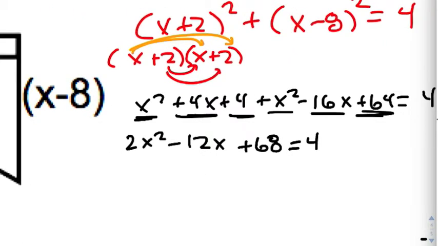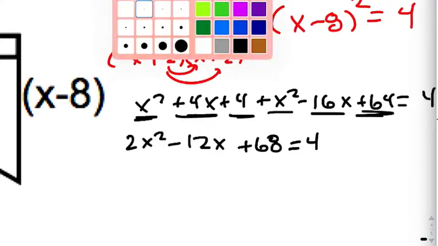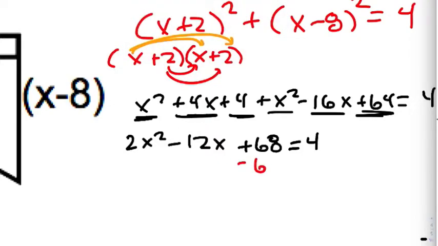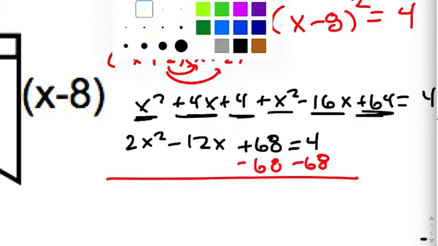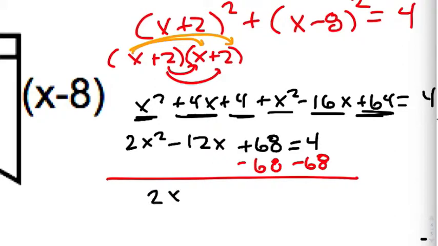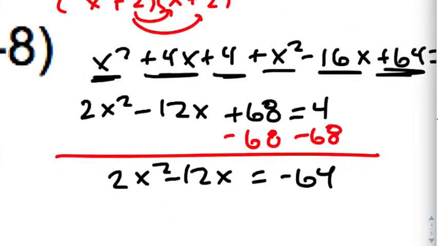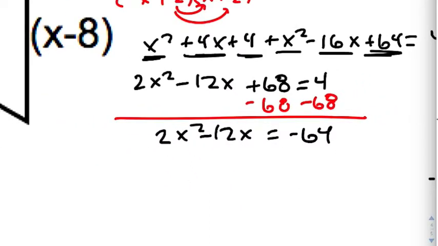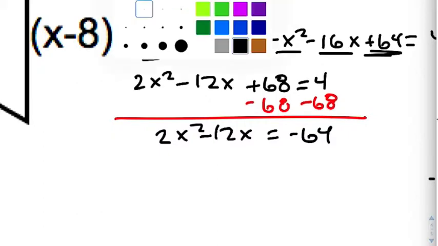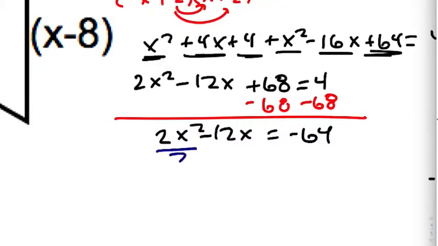Again, we're going to solve this using completing the square, so let's do a couple things. Let's get this 68 over to the other side of the equation by subtracting 68. And so we end up with 2x squared minus 12x is equal to negative 64, which doesn't bode well for us, but let's see what happens. The other thing we should probably do is divide out the 2.